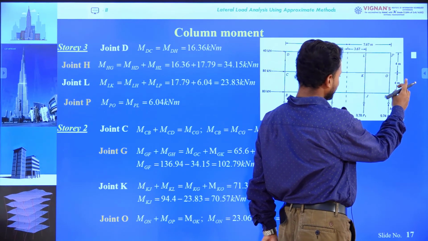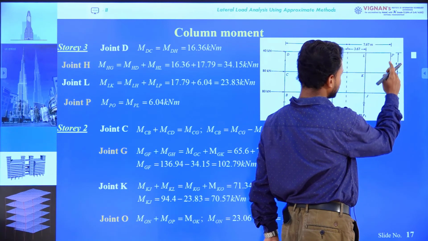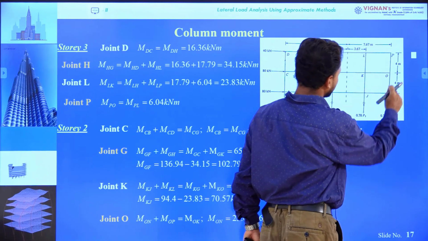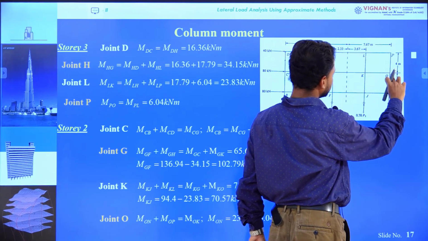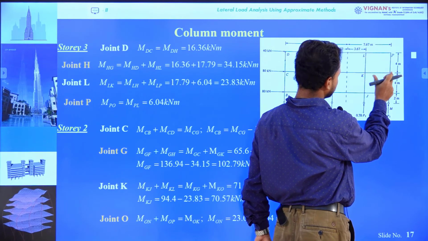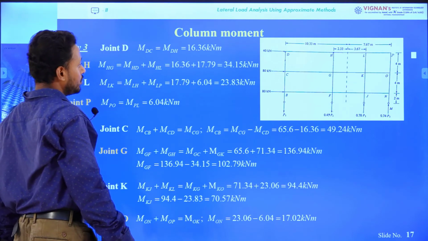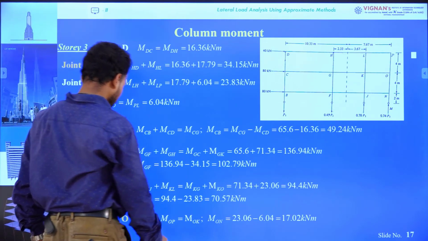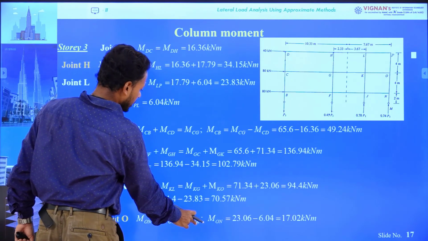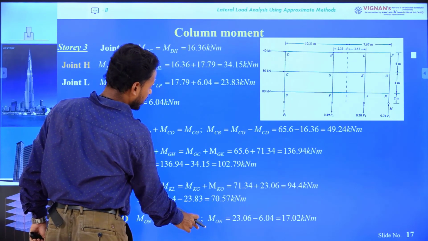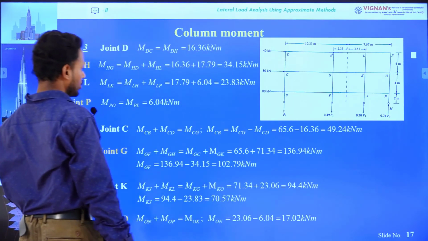Again the same rule will be applied. Column moment ON plus column moment OP will be equal to beam moment OK. So how will you get this moment? Just subtract: this plus this equals this, so this equals this minus this. So column moment ON equals beam moment OK minus column moment OP. You will get 17.02 kilonewton meter.